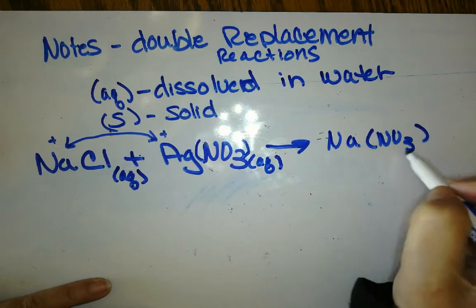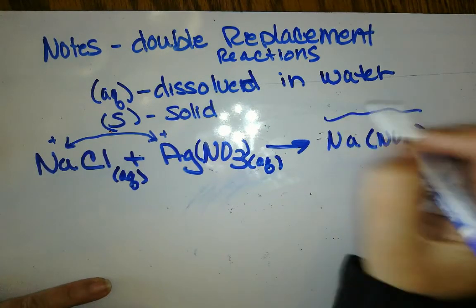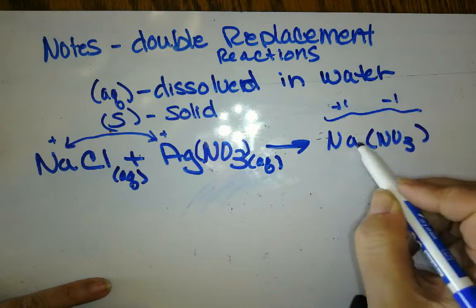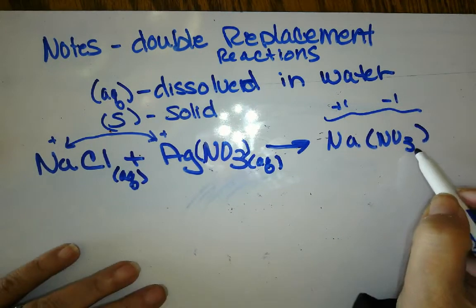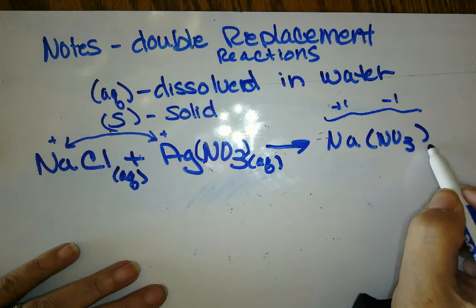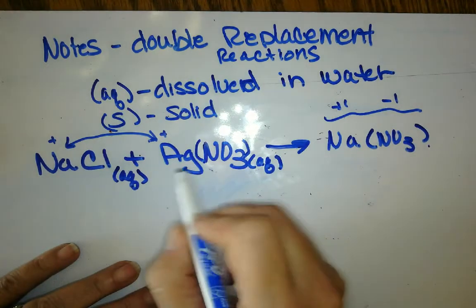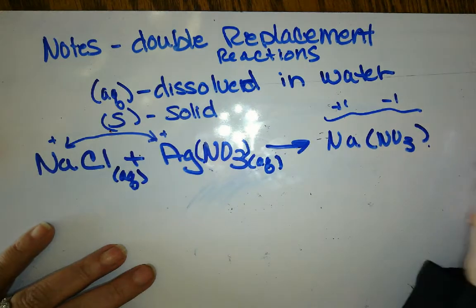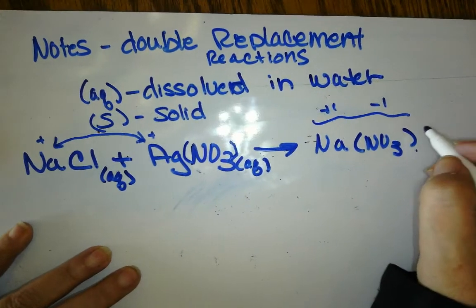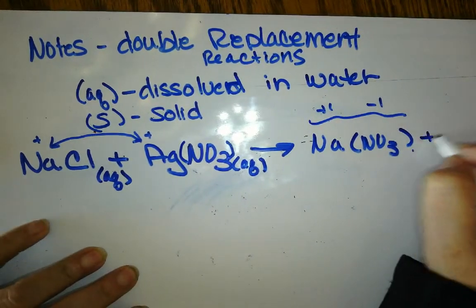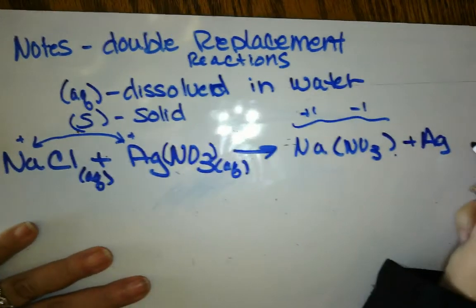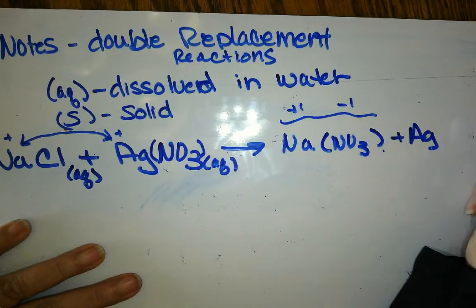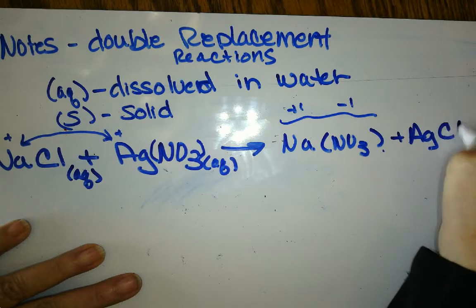And how do I know what these subscripts are? Well, that's a +1 and a -1 crisscross, they're the same. You always have to check what these are when we form a new compound. It doesn't matter what the subscripts are from where they're coming from, okay? And then silver is going to be dancing with chlorine.